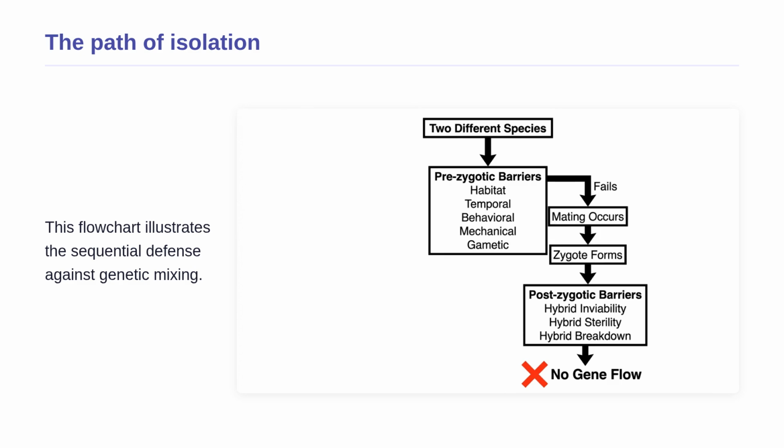Now the second block, the post-zygotic barriers, takes over. These include hybrid inviability or sterility. As you can see at the very bottom, the ultimate result of this sequential defense system is a giant red X, meaning absolutely no gene flow. The genetic identity of the species is successfully protected.